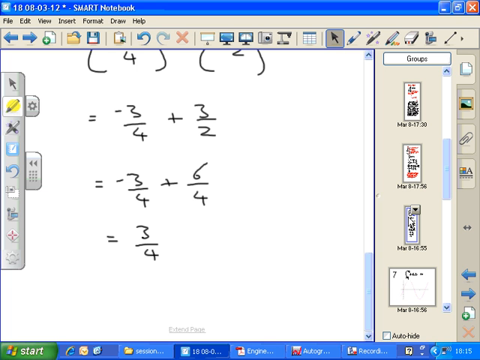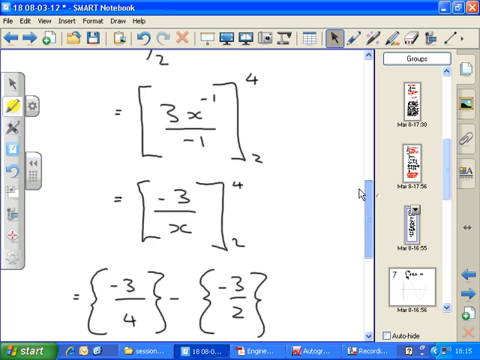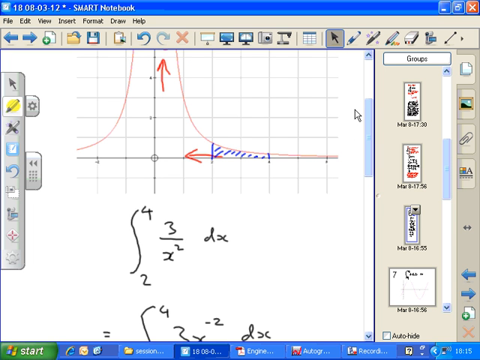Which is just as well, because if we think back to the curve that we drew, we had a positive area underneath here. So if we hadn't had a positive answer, I'd have been wondering why. So the area underneath here is 3/4.